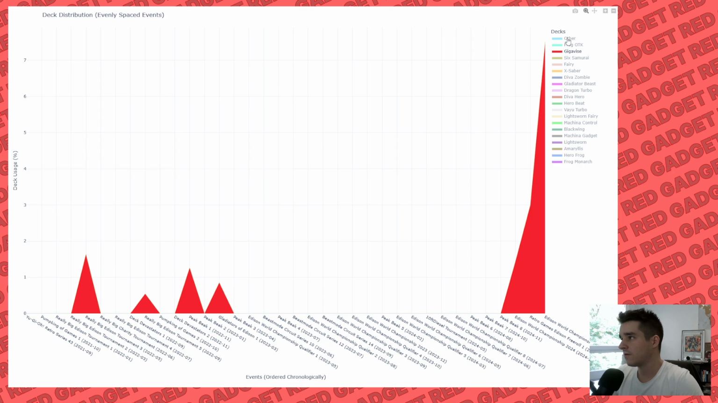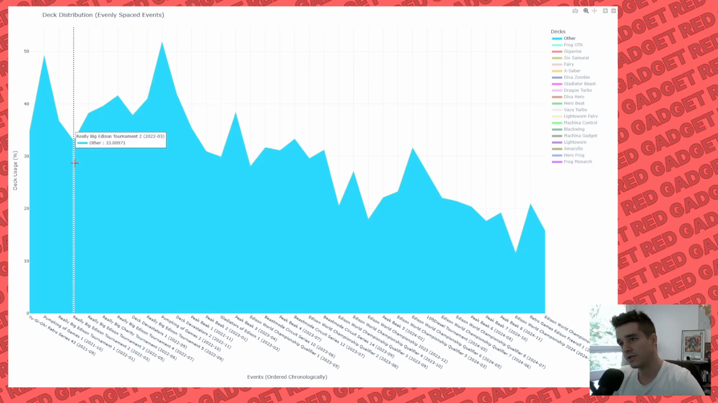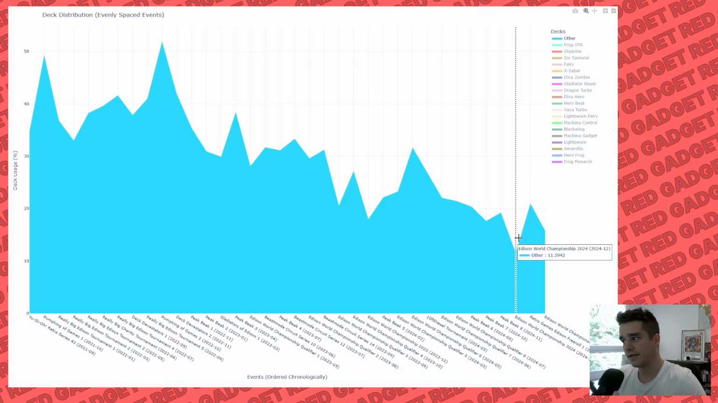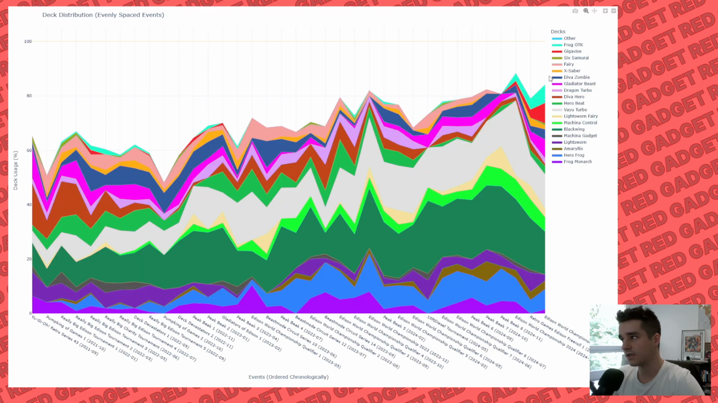But if we go to the other category, you can see how the jank is just not being played anymore. And this is what a lot of people discuss with the format getting more and more mature, and people figuring out that certain things are good, certain things are bad. I think this graph puts it perfectly, because people don't really want to play fun decks and decks that are not really in the meta, which is, I would say, sad to a degree, but also understandable.